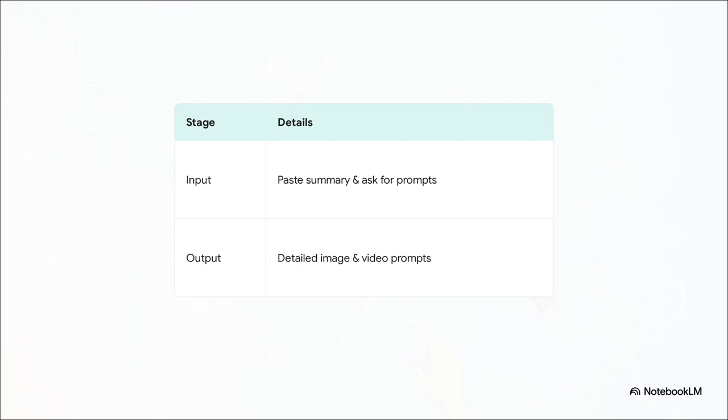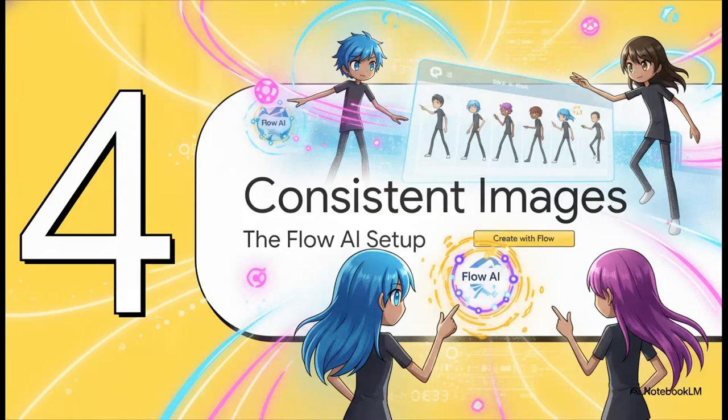ChatGPT basically becomes your personal film director here. It takes your basic summary and spits out detailed scene-by-scene instructions for both the static images and the moving video. It does all the heavy lifting of figuring out exactly how the story should actually look on screen. Next up, section 4, consistent images, the Flow AI image setup.